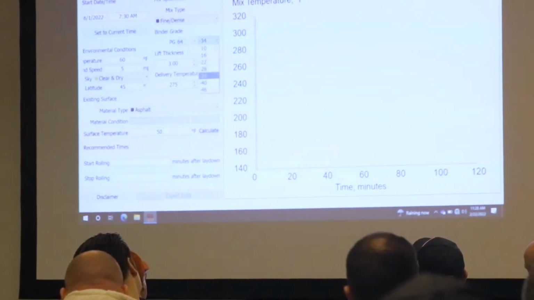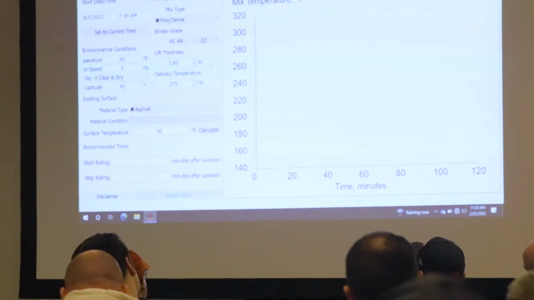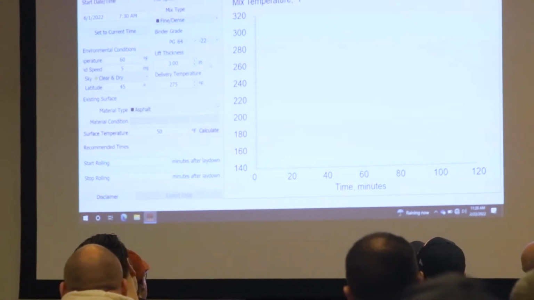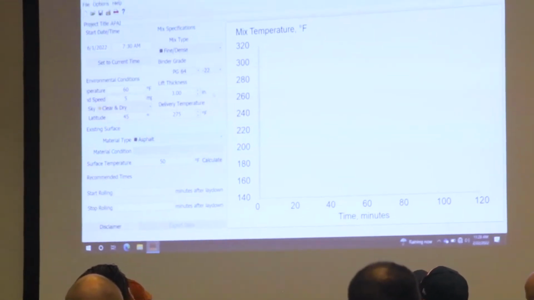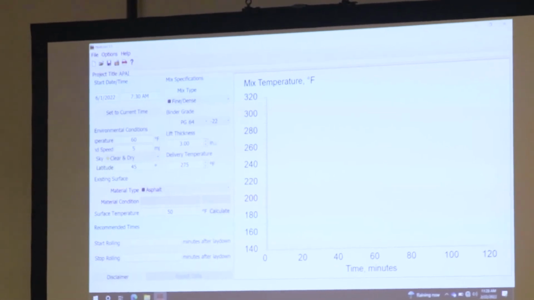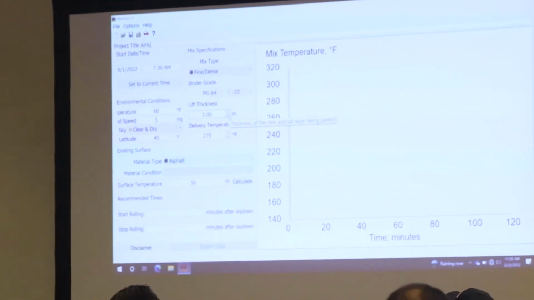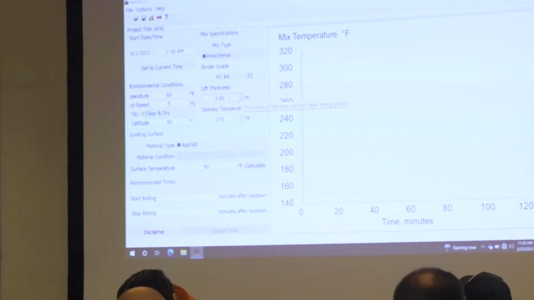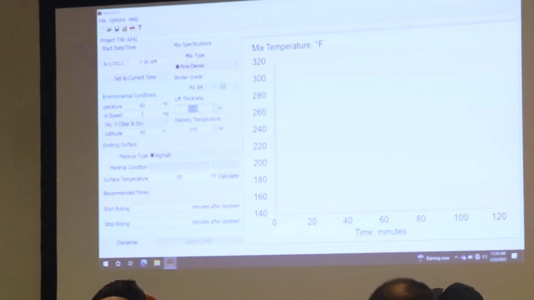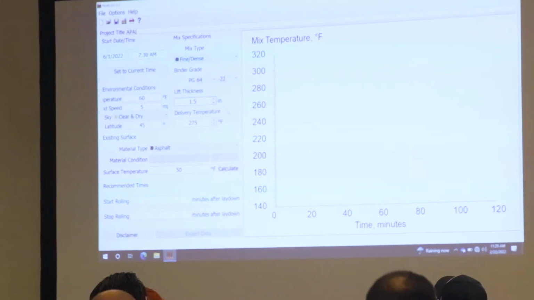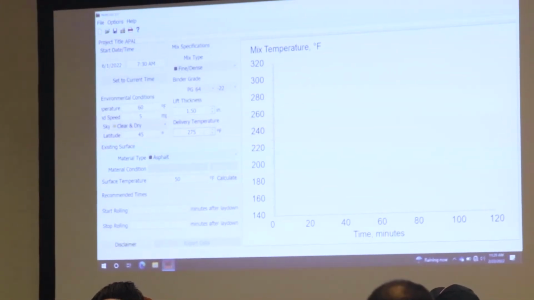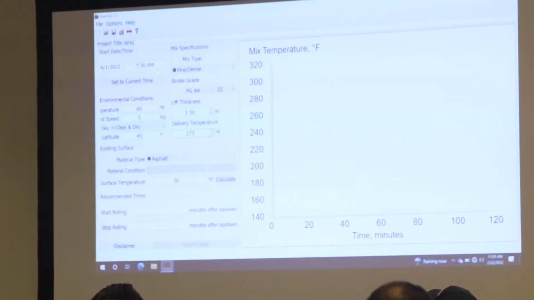What's the liquid? 64-22. And I will tell you, you don't need to get too hung up on that unless you're laying 76-22 and it's pretty cold out. Then you're going to see a lot of difference. But if you're not sure what liquid, just plug in 64-22. There's really only about 3 that we use here in Indiana anyway. This is an overlay, so put it in at 1.5 inches. And when it hits the ground at the paver, what's it going to be? Let's put in there 285.